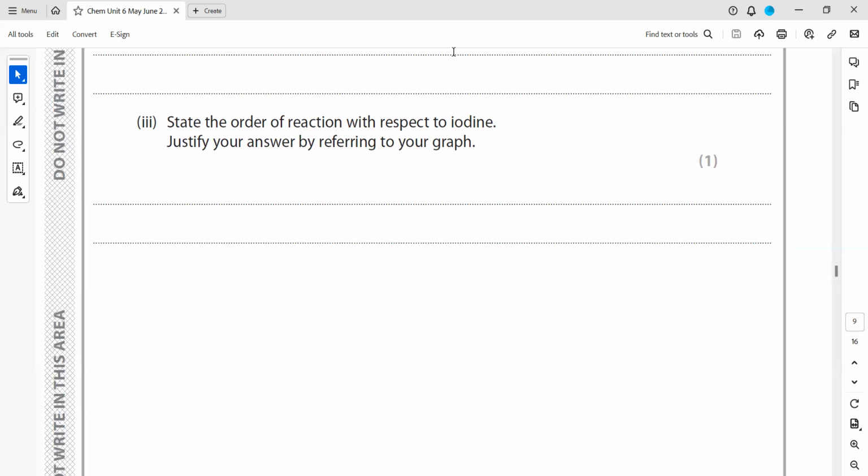State the order of the reaction by referring to your graph. So this is a zero order reaction. Why is it a zero order reaction? Because you will mention it's a straight line which has a constant slope. So the slope is constant, it means the rate is constant. And if the rate is constant, it means that the concentration or amount does not affect the speed of a reaction. So it is a zero order reaction.